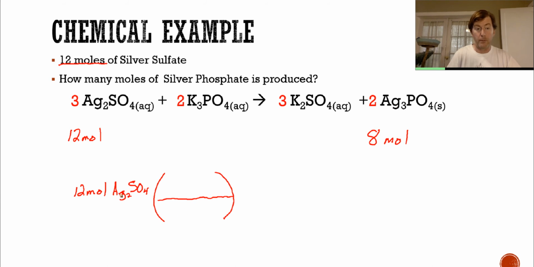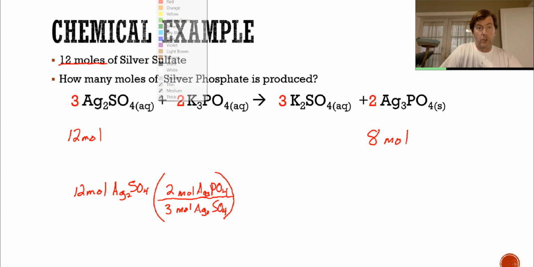Well, what do I want on the bottom? I want to get rid of the silver sulfate. So I put moles of silver sulfate on the bottom. And what I want to get is moles of silver phosphate on top. If I didn't put these in here, I'd just have moles over moles, and you could do whatever you want with those. So this is going to be specific. You have to have the moles of silver sulfate on the bottom. And I looked up my ratios in my balanced equation. I have 3 here to 2 there, a 3 to 2 ratio.